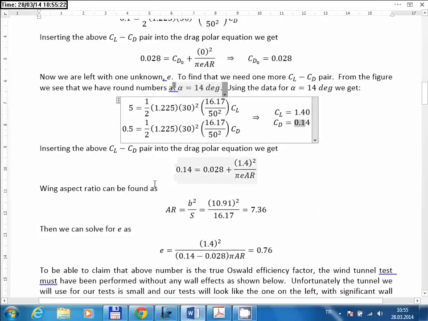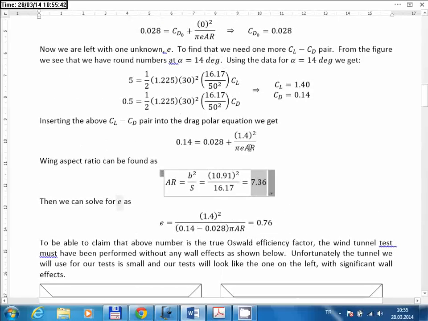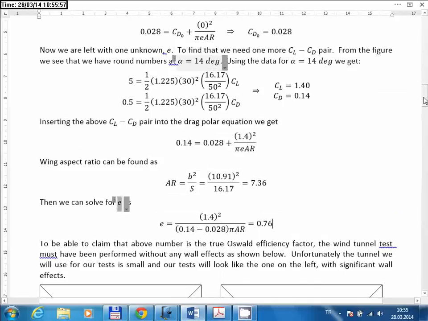Again, you put these numbers into the drag polar equation. This is the drag coefficient, lift coefficient, and the aspect ratio can be calculated because we know the wingspan and the wing surface area. And that gives us an aspect ratio of 7.36. And if you put everything in that equation, the Oswald efficiency factor turns out to be 0.76. So this is how this drag polar equation is used in a practical application.